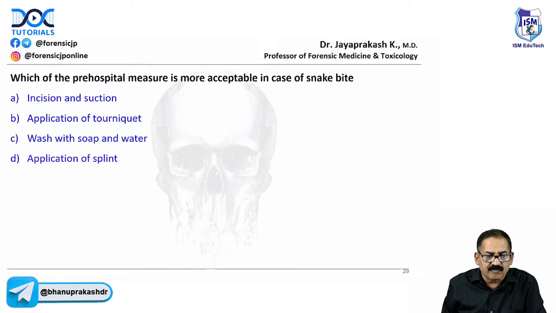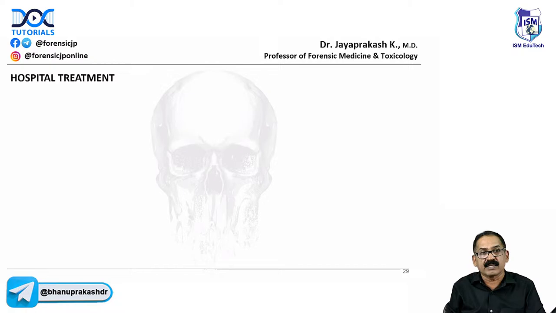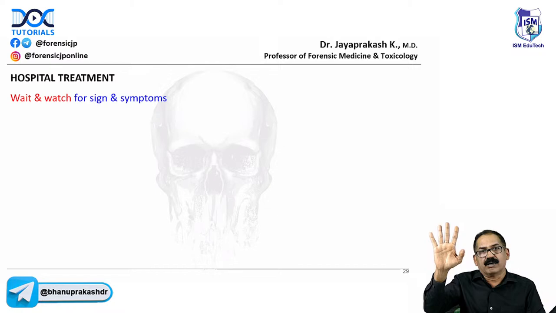Which of the pre-hospital measures is more acceptable in case of snake bite? Application of the splint is best. Hospital treatment. Wait and watch for the signs and symptoms.